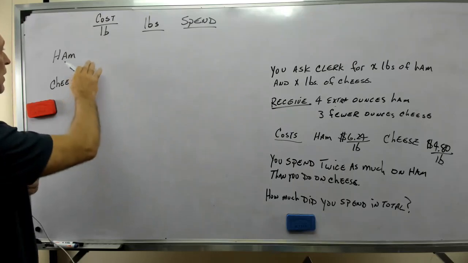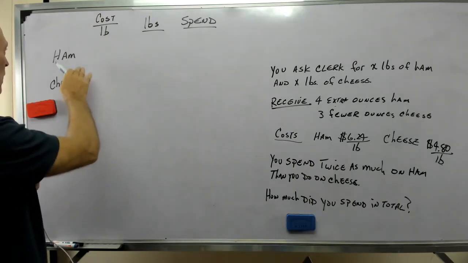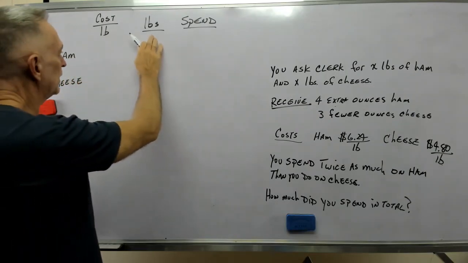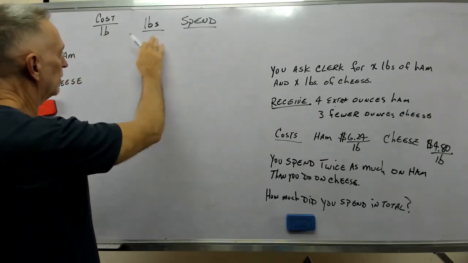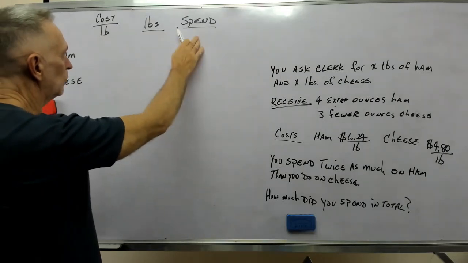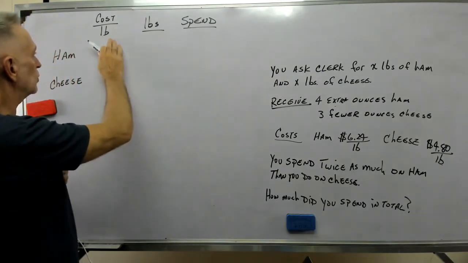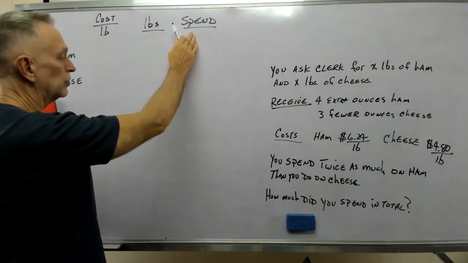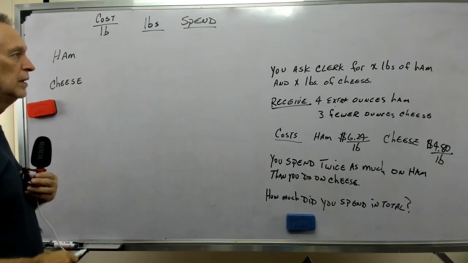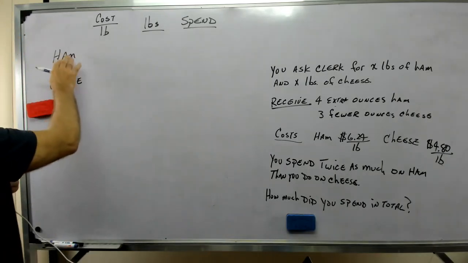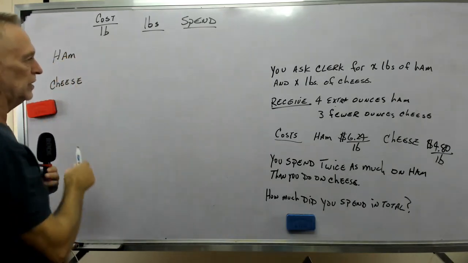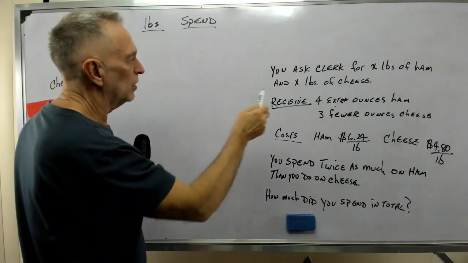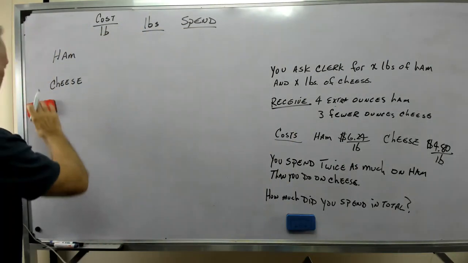All right, I've put together a chart here. We have cost per pound, the total amount that we purchased, and then what we spent on that. Cost per pound times pounds, the pounds cancel and I end up with just cost, just money. We'll put that down with ham and cheese. So let's work first with the ham. So what do we have? We have X pounds of ham.